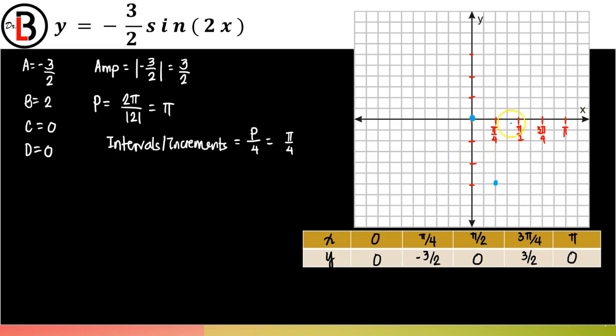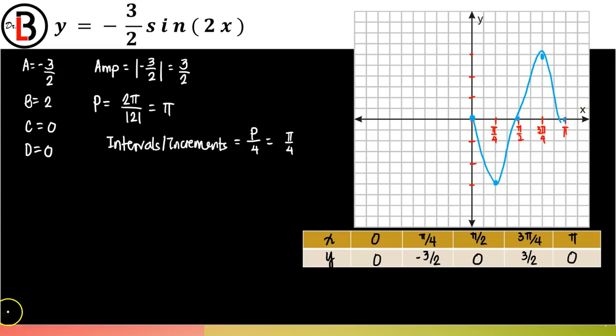And then next is at pi over 2, it's 0. And then at 3 pi over 4, it's positive 1.5. And then next is at 0. So the graph of sine would be from here, going here, going down.